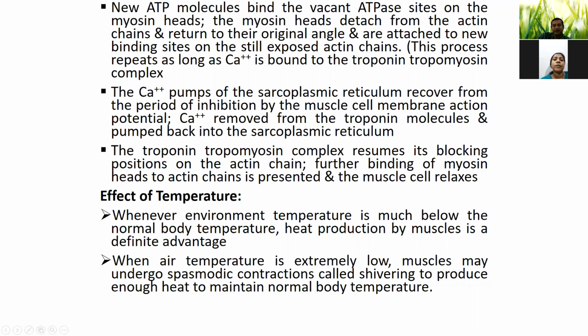Whenever the environment temperature is much below normal body temperature, heat production by muscles is a definite advantage. We also know it as shivering. When air temperature is extremely low, these muscles may undergo spasmodic contractions called shivering to produce enough heat to maintain normal body temperature.